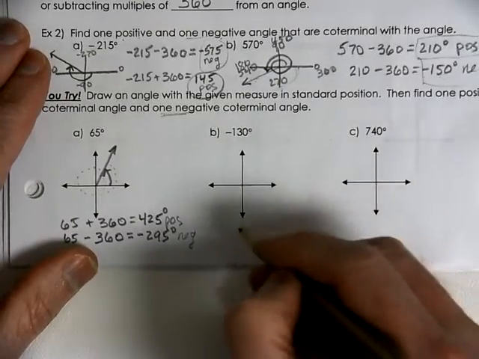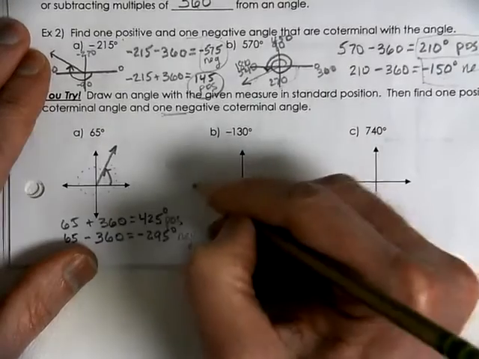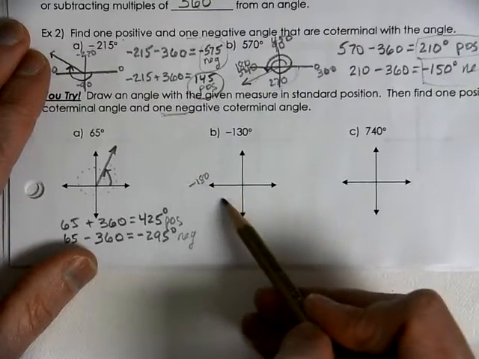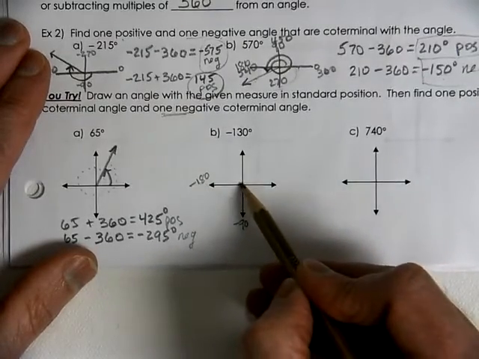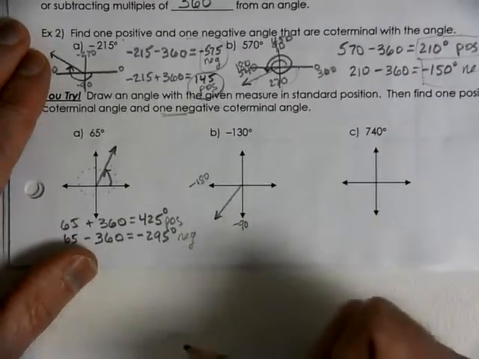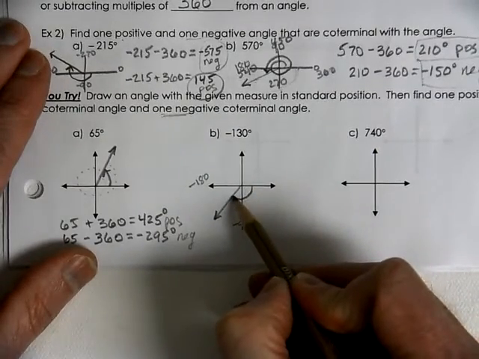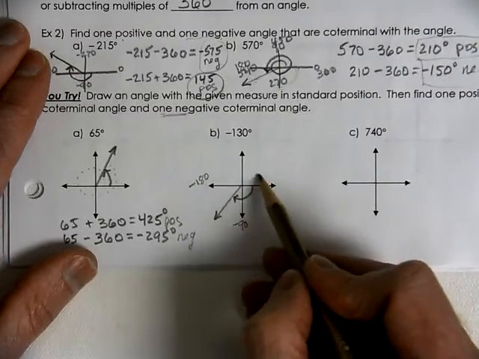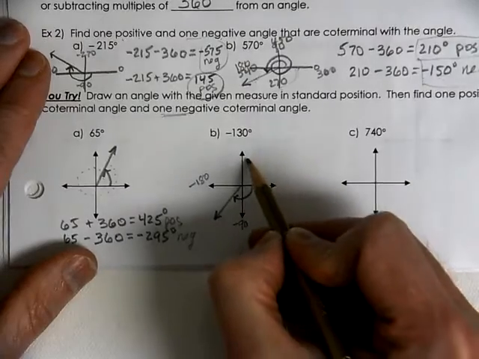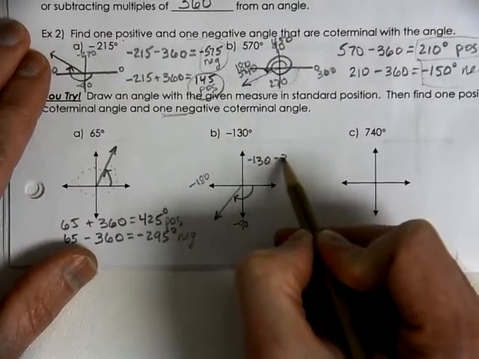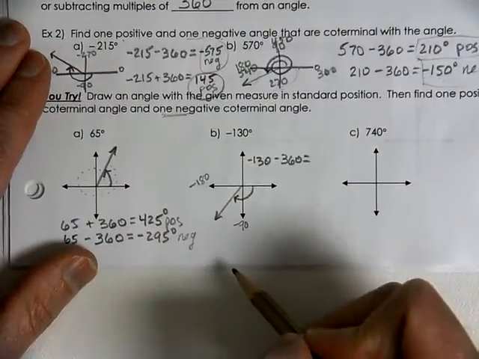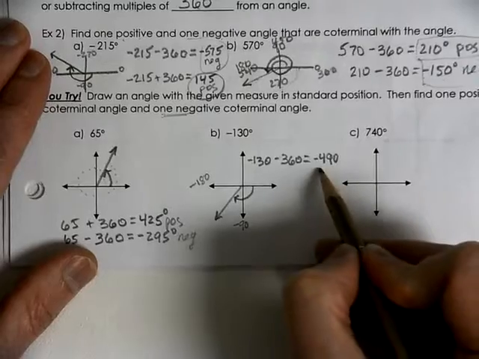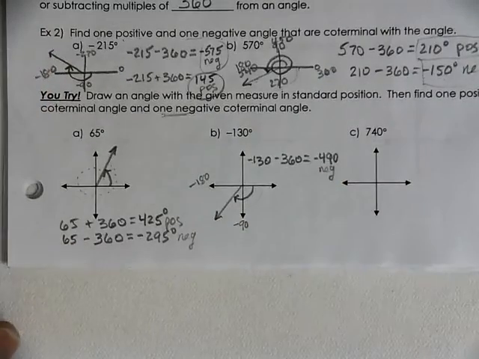Negative 130. Down here would be negative 90. Over here would be negative 180. I need to be 50 degrees short of the 180. So it would be approximately off in that direction. Now if I continue going in that negative direction, I'd be subtracting another 360. So that's negative 490, and that's a negative coterminal.